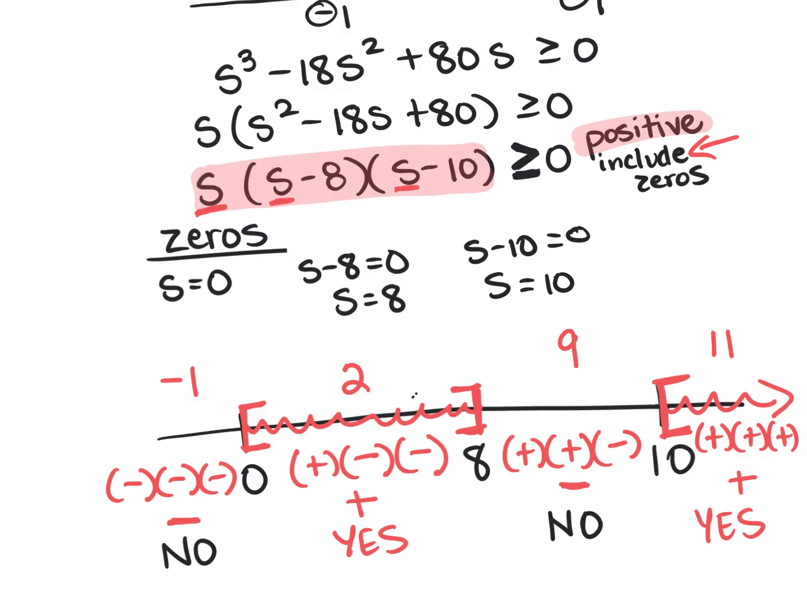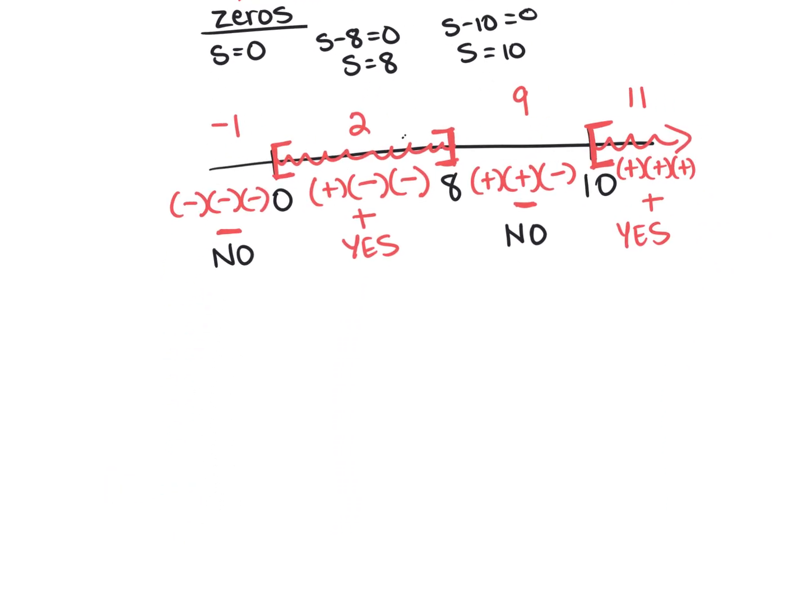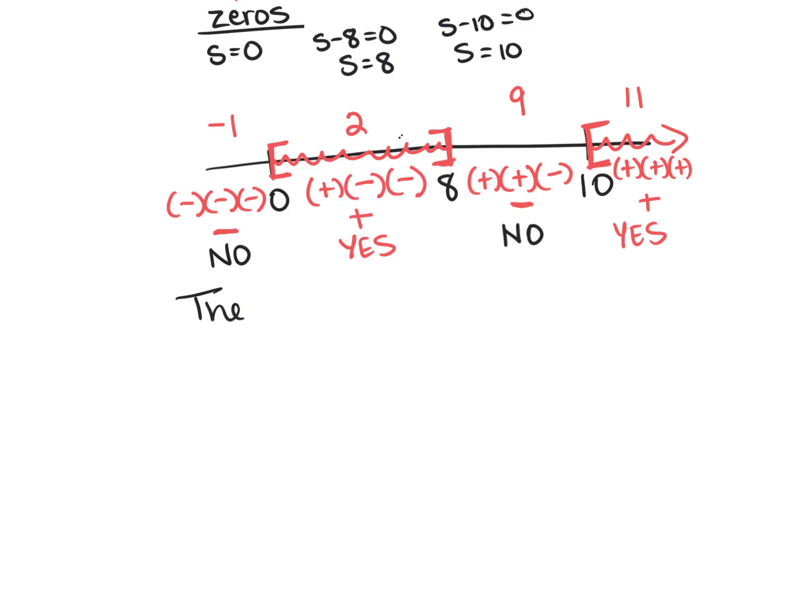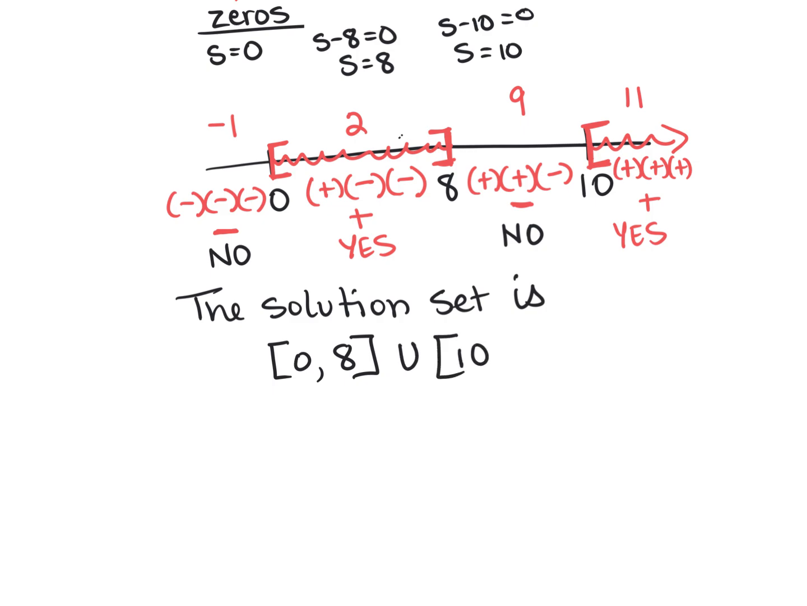So we have worked through our problem, and we are now to the point where we can say the solution set is. And you always want to write these from left to right. So I start at 0 to 8, and you include both. And then we union because we have more of an answer that starts at 10 and goes on for infinity.